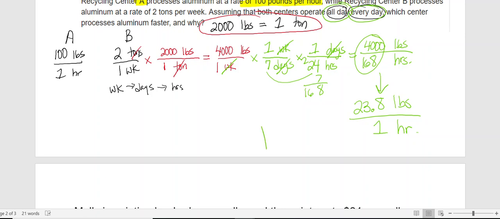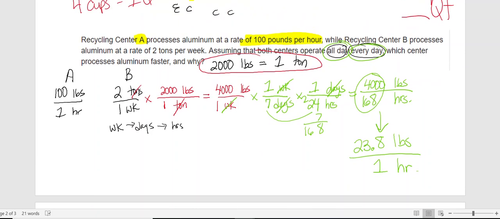So, which center processes at a faster rate? Is it faster to have 100 pounds in 1 hour, or 23 pounds in 1 hour, or 24 if we round it to the nearest whole number? 100 pounds every hour is faster than 24 pounds every hour.